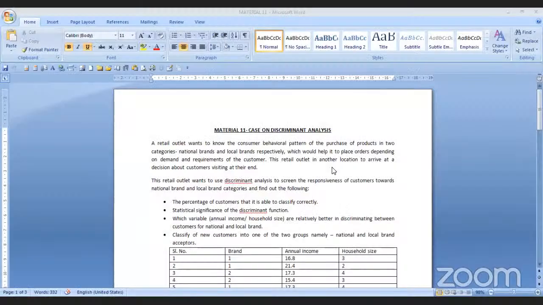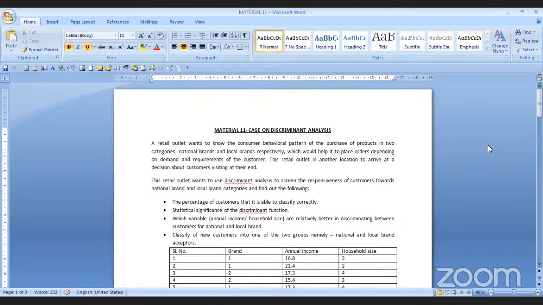So I think it is visible now. Yes, Material madam. 11 case on discriminant analysis. All of you are getting? Yes, ma'am.